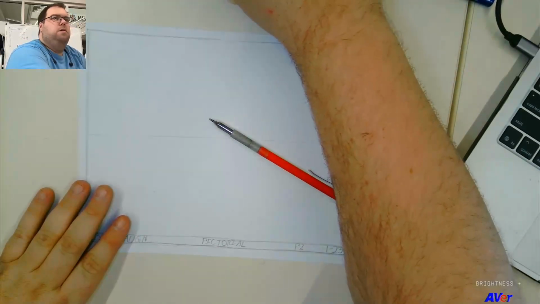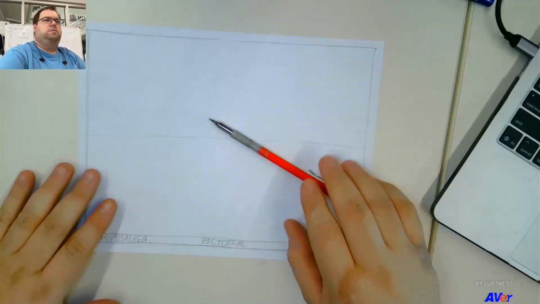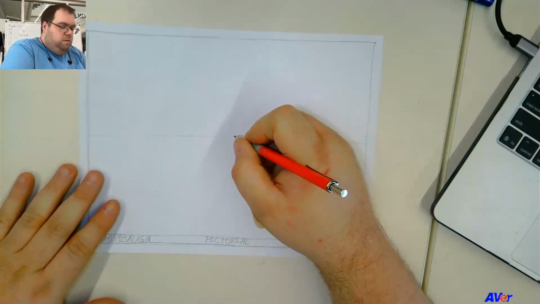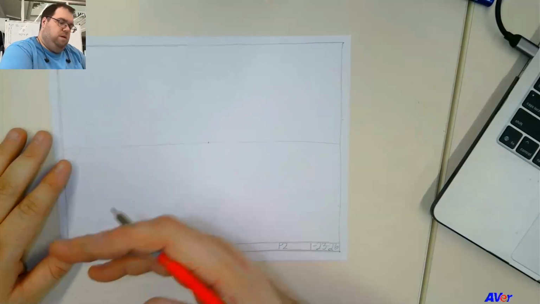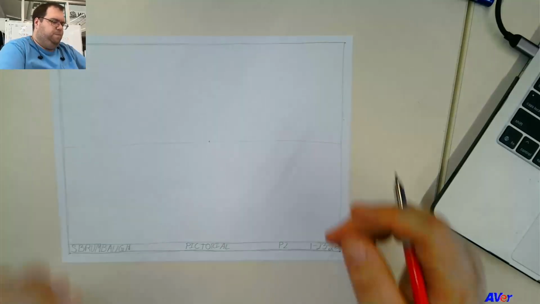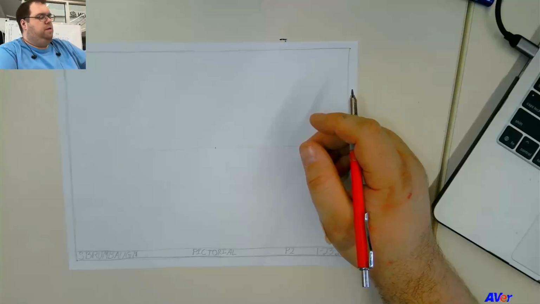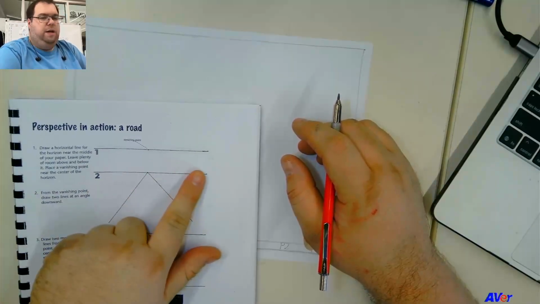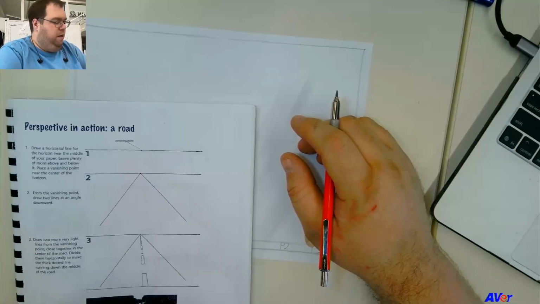At about the middle of that line, we're going to put a dot. And that dot is going to be our vanishing point. So if you are following along in the workbook, you can see that we've finished number 1 up here at the top, which is to create a horizon line and a vanishing point.